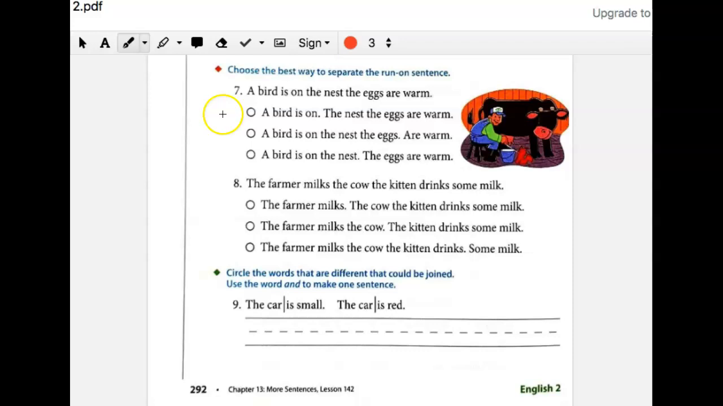For numbers 7 and 8, you're going to choose the best way to separate the run-on sentence. And then for 9, you're going to circle the words that are different that could be joined, and use the word "and" to make one sentence. And we learned this in our previous lessons.